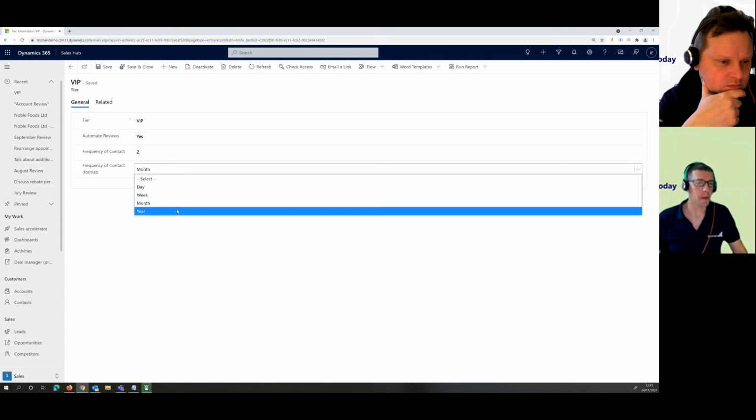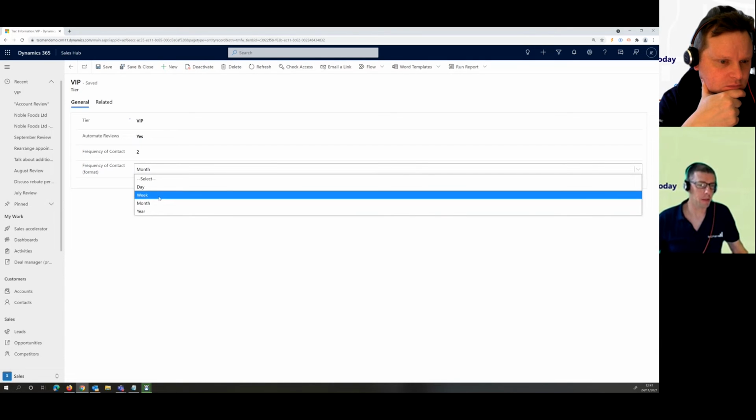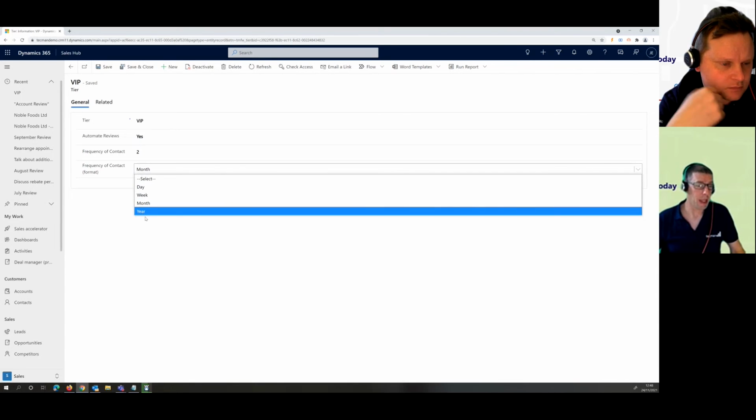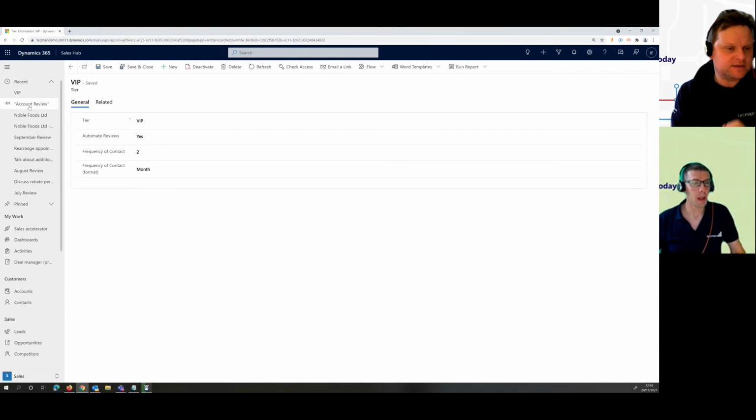So if it's somebody who requires a lot of attention, you can maybe set it up as every 2 weeks or every 3 weeks. It may be that if they don't really need that much attention at all, it could even be yearly. But it really can be set up however you need it. That's great. I think that gives us an insight into the tiers and how that's quite useful.